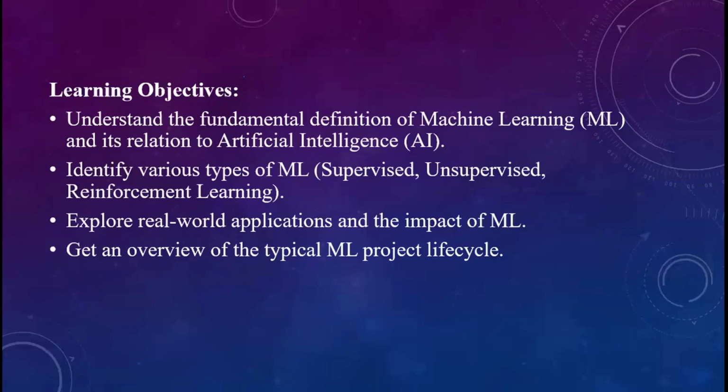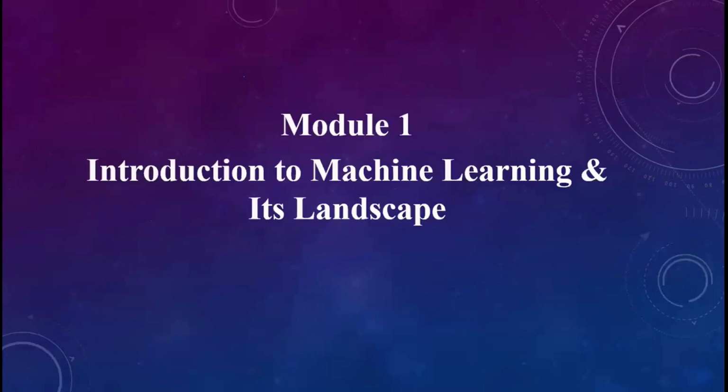Today's objective is to go through the understanding of the fundamental definitions of machine learning and artificial intelligence, and don't think that it is fully machine learning, and the various types of machine learning, and explore the real application impact of ML and an overview of an ML project's life cycle. So this is the first module. Today we are having 5 modules. Module 1, we are going through the introduction to machine learning and its landscape. Just the landscape.